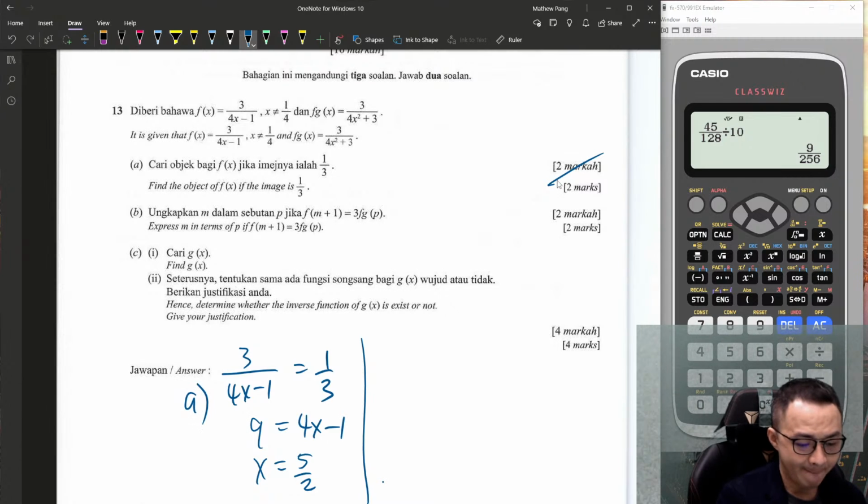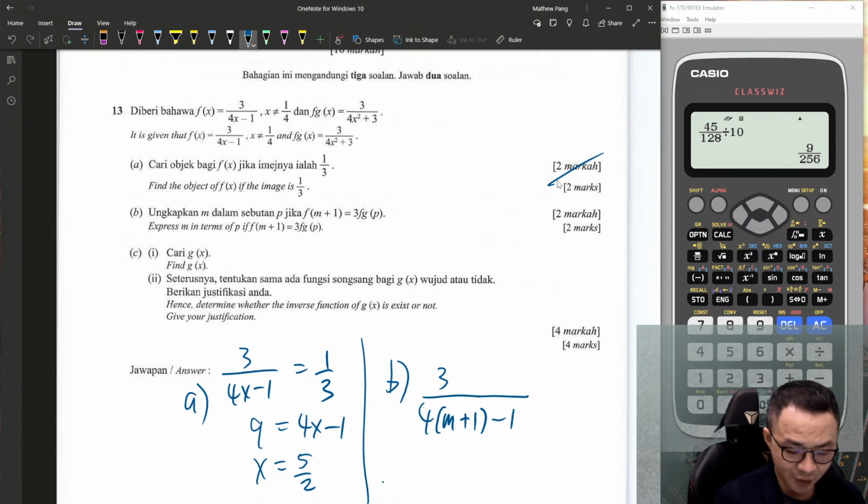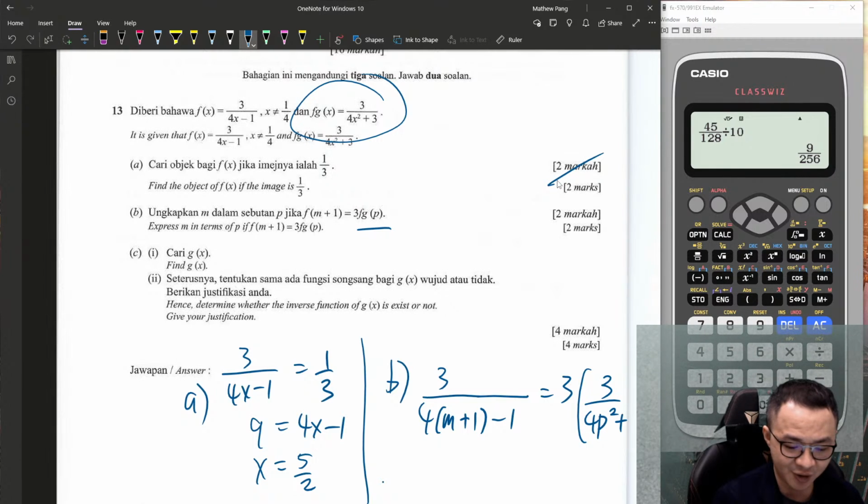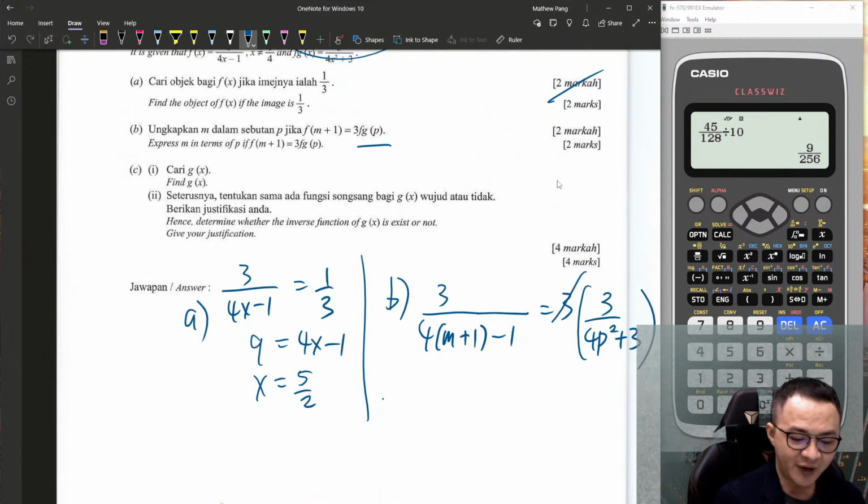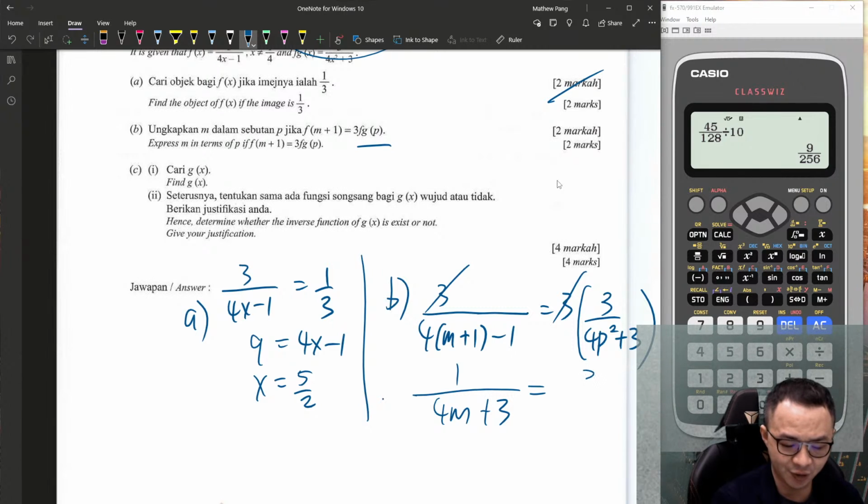Okay, done A. B, okay. Sub m plus 1 into f(x), so which is 3 over 4 m plus 1 minus 1 equals to 3. f(g(x)) here, sub the p into it, so 3 over 4 p squared plus 3. So divide 3, gone. Bottom I will have 4m plus 4 plus 3 equals to 3 over 4p squared plus 3. They want me to do what?